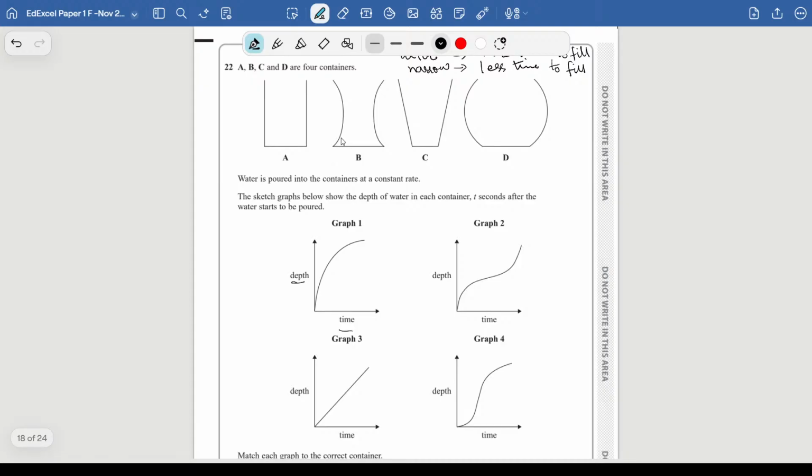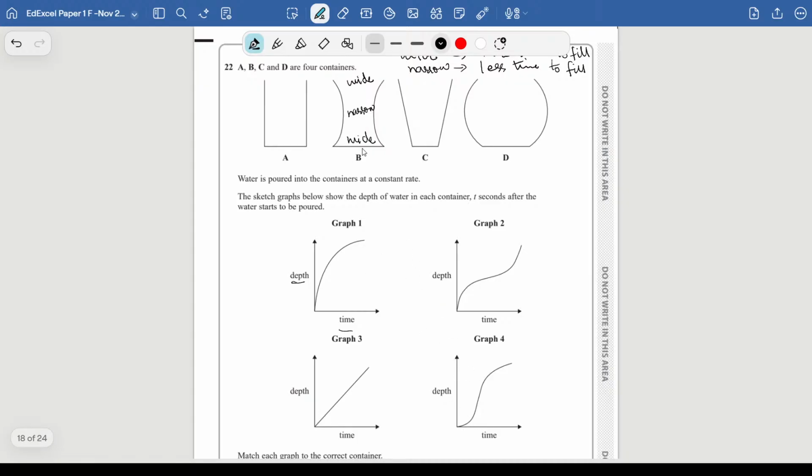For the next container here, the base is slightly wider and then it gets narrow and then again it gets wide at the end. Wide at the bottom, then it gets narrow and then wide at the top. So which of these graphs do you think will match this information?